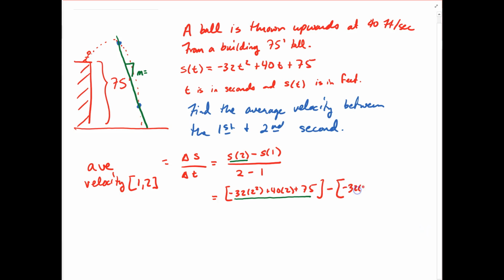which would be negative 32 times 1 squared, plus 40 times 1 plus 75. I've got an extra parentheses in there. So just to clarify, s of 1, that is this expression right here, all over, and then we can compute 2 minus 1, we get 1 second.